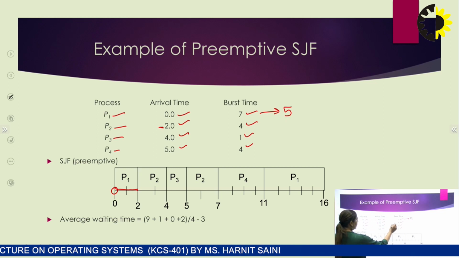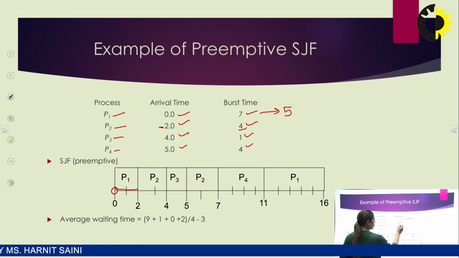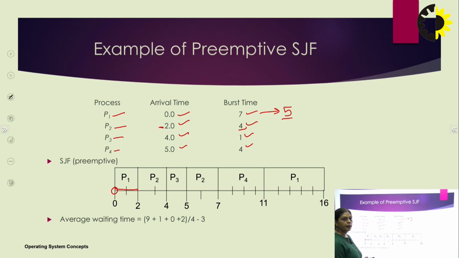Now we compare it with P2 at that time. P2 is 4 units of time and P1 requires 5 units of time. So P2 is shorter than P1, and we will start P2 here, right? The next arrival time is 4, so we will execute P2 till 4, meaning 2 units of time executed. We are left with 2 units of time.